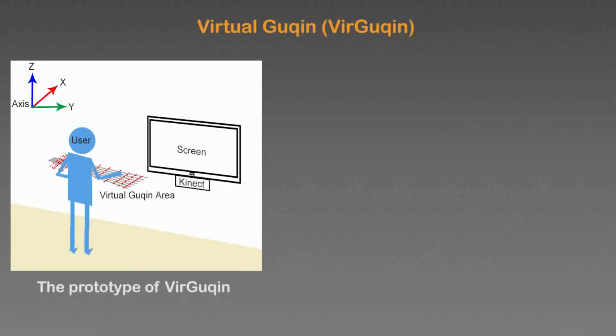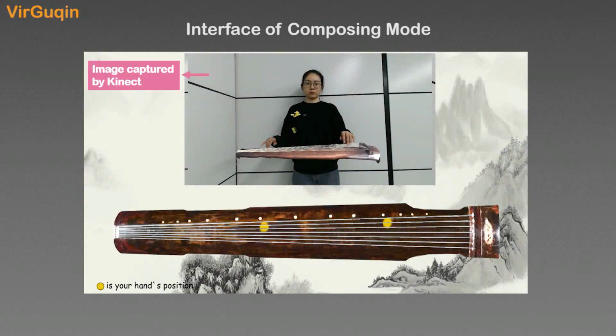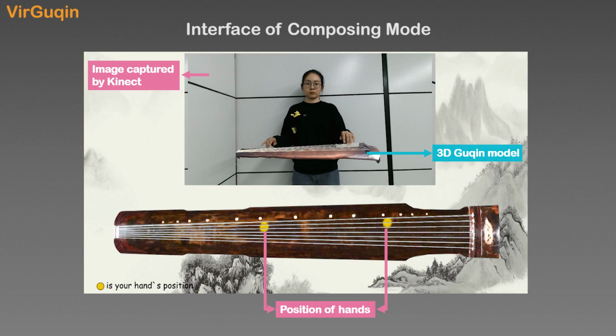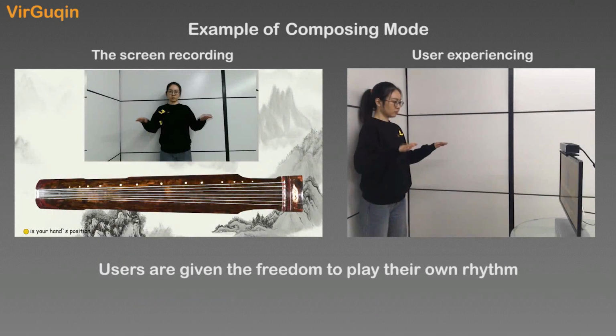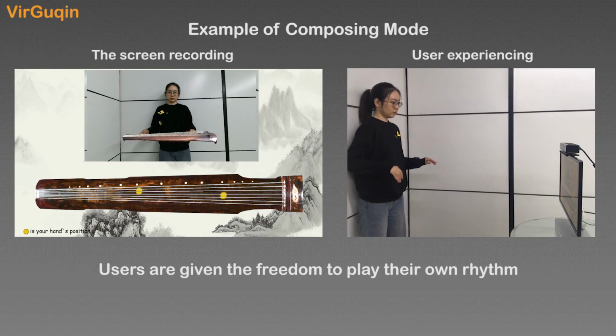The first one is Virtual Guqin. It's designed for the general public to solve the problem that they have no chance to play Guqin. Users can follow the symbols on the screen to perform Guqin music in teaching mode or play their own rhythm in composing mode. The images captured by Kinect are displayed on the interface, and a 3D Guqin model is generated in front of the user. There is also a Guqin picture on the interface, and the positions of hands are mapped to the corresponding place on the Guqin picture.